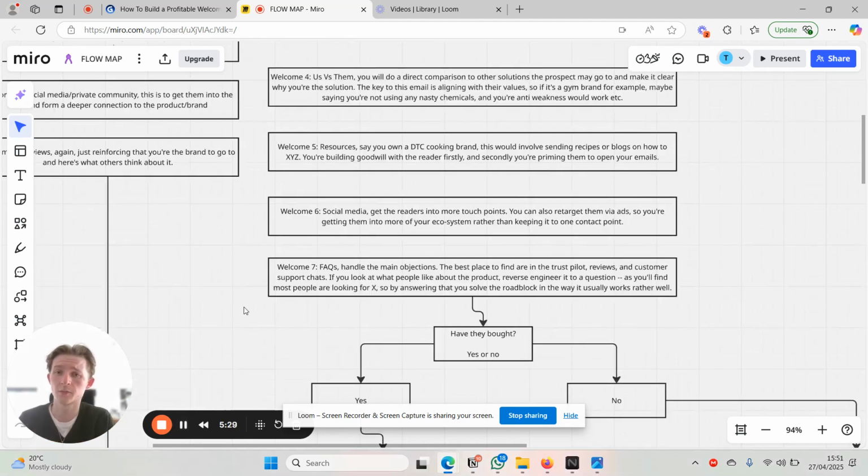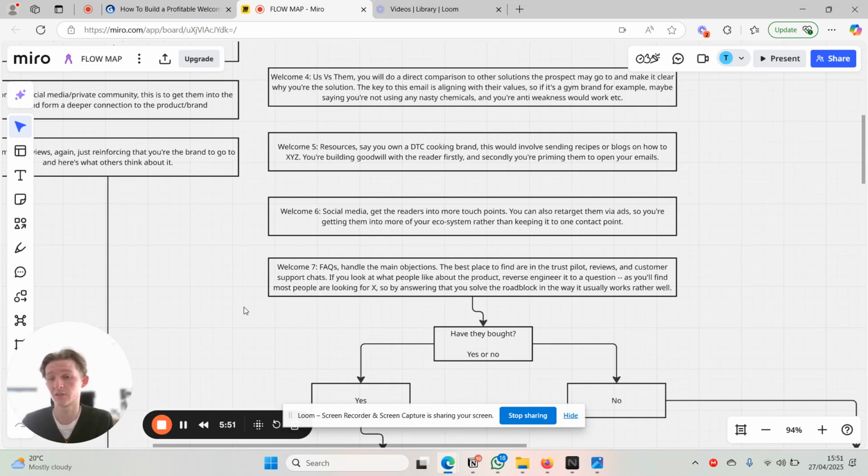Welcome 5 is just going to be resources. So let's say you're a DTC cooking brand, you'll be sending them recipes or blogs on how to do X, Y, Z, how to cook the perfect chicken, how to make the perfect pizza. This is just building goodwill with the reader. And secondly, just priming them to open your emails. If you're constantly giving people value, they're going to keep opening them.